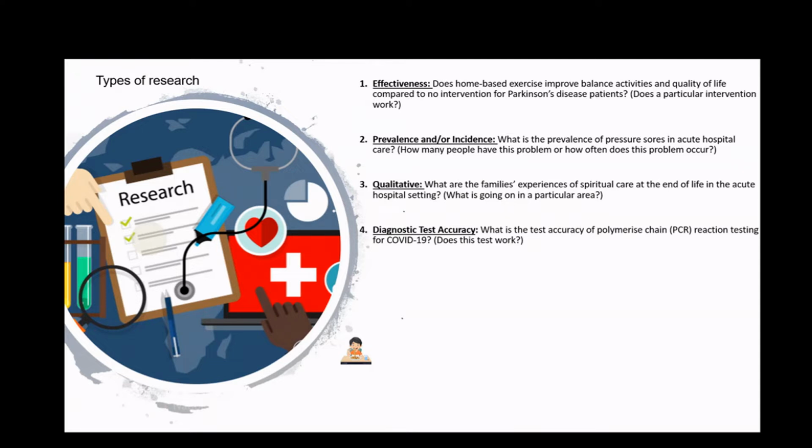The next type is diagnostic test accuracy. So these are the types of studies which look at, does the test actually test what it should be testing? So this is one of the study types we'll be discussing. They're the kind of 4 which I'll actually be covering in today's session in more detail, which will be the effectiveness, the prevalence, and the qualitative, diagnostic accuracy.